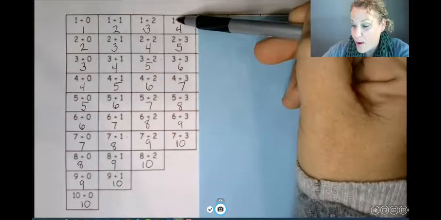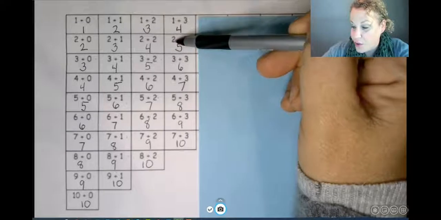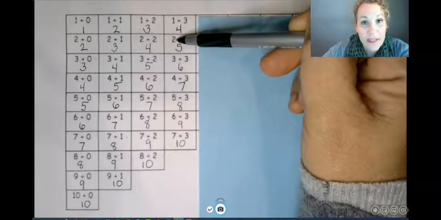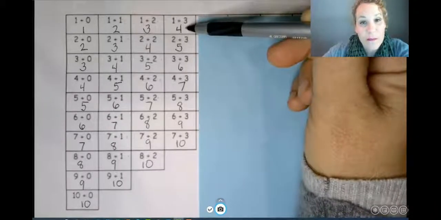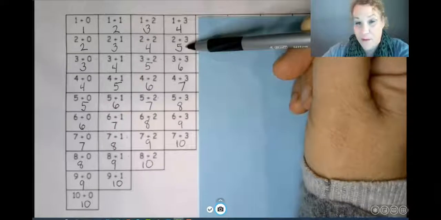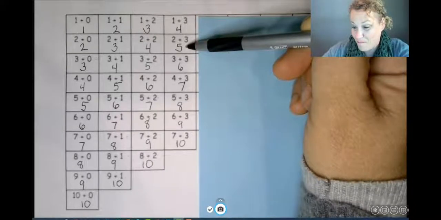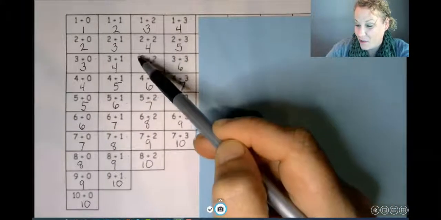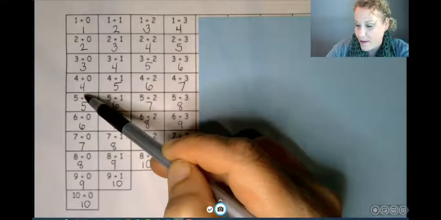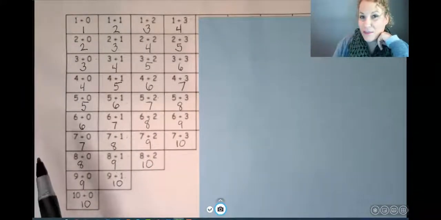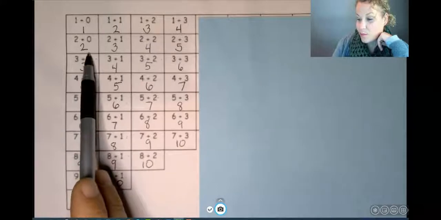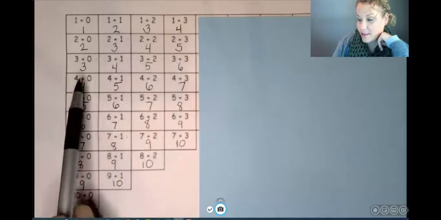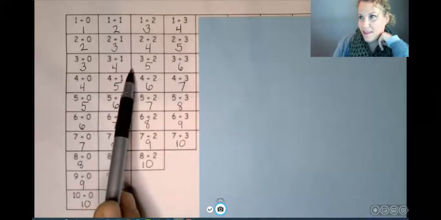Also, from 1 plus 3 to 2 plus 3, the difference is that 1 increased by 1 to become 2, so our answer of 4 increases by 1 to become 5. So interesting. Some of you are noticing these diagonal solutions are the same. Some of you are noticing that the solutions increase by 1 as we move horizontally from left to right. That's very interesting. I wonder why that is.